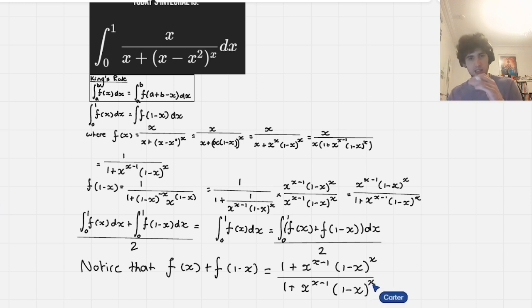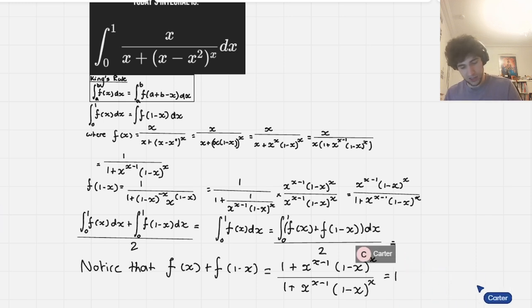Because those denominators are the same. f of x and f of 1 minus x have the same denominator. So I can just add those numerators, right? So 2/5 plus 3/5 is equal to 5/5, or 1. 2/6 plus 3/6 is 5/6, right? Since the denominators are the same, I can just add those numerators. So this is what I get, right? You can verify it just by checking. And this is just equal to 1. So f of x plus f of 1 minus x is actually just 1. So this integral that I need to figure out is just the integral from 0 to 1 of 1 dx divided by 2.